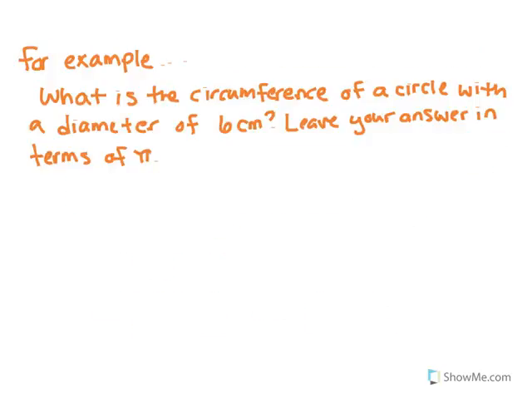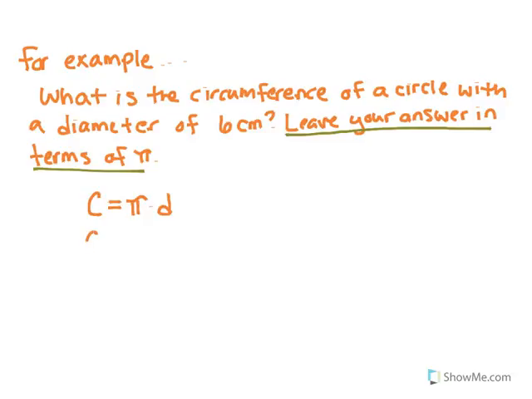So, for example, if I ask what is the circumference of a circle with a diameter of 6 centimeters, we're going to go ahead and calculate that, and then we're going to also leave our answer in terms of pi. And I'm going to show you what this instruction right here means when we get there. So first of all, I'm going to bring over my circumference equation, and I'm going to use the one that has diameter in it, since that's what I'm being given. If I were given a radius instead, I would use the 2 pi r formula instead.